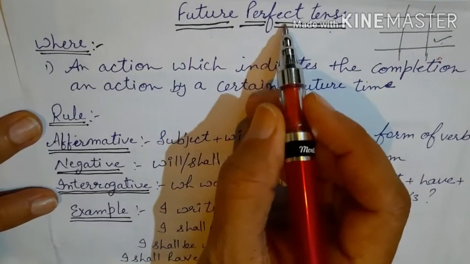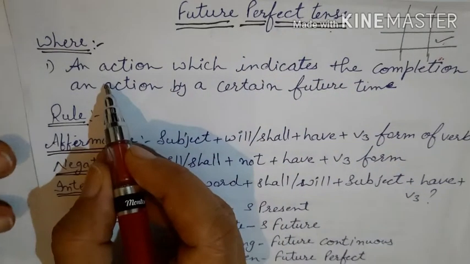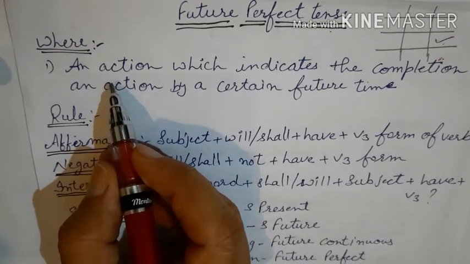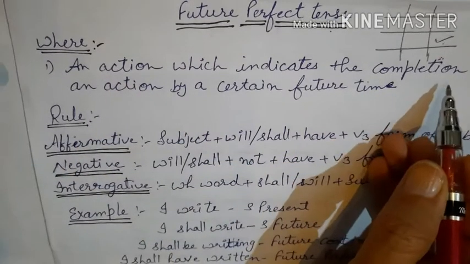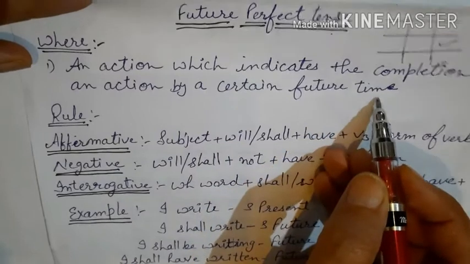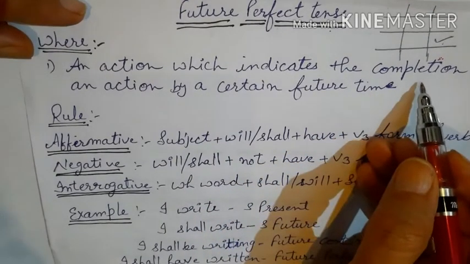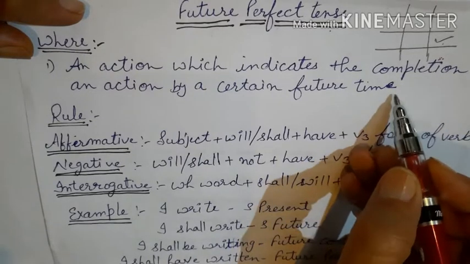Perfect means future complete work. Where do we use this tense? An action which indicates the completion of an action by a certain future time. That means an action that would get completed by some future time limit.